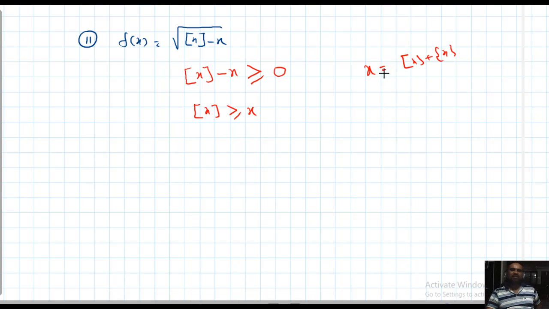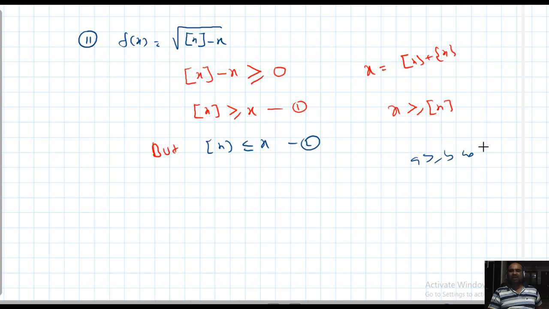Property, what property? Greatest integer function property, saying that your x is always greater than or equal to step x. This is one, but I will write it clearly. Step x is always lesser than or equal to x. This is 2. A greater than or equal to b and a lesser than or equal to b, what is the meaning of this? A should be equal to b only.